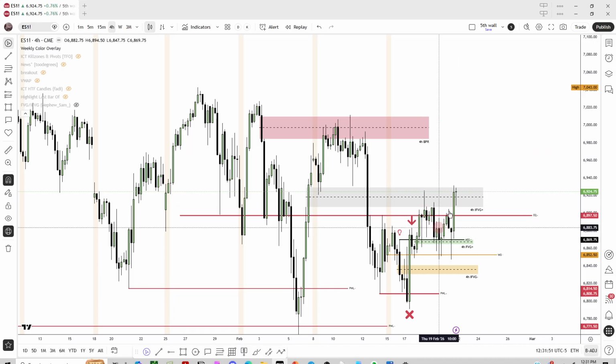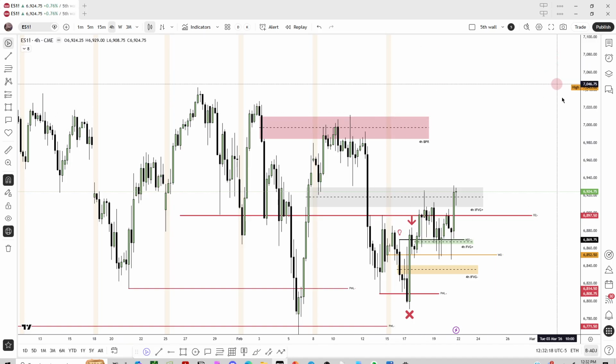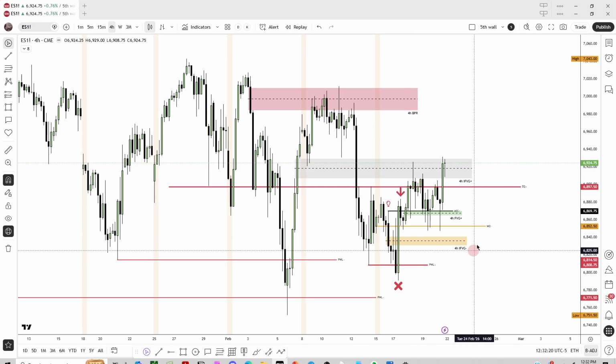But right now, it's not as high probability a setup because it's prancing around the equilibrium, the midway point, right? So it's kind of like, yes, it's in the premium, but is it going to go to premium? Is it going to stay in premium, or is it going to go back to discount? What are we doing? All right. So what else we got going on here?